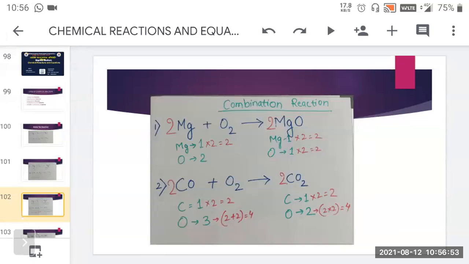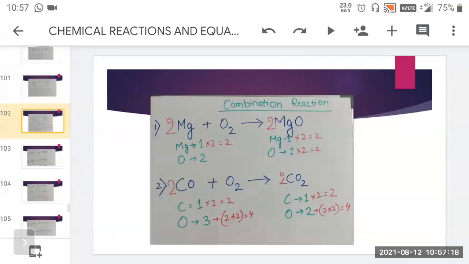Then oxygen has also become 2, so 2 plus 2, here 4 is coming. That means both in the reactant side and the product side, the numbers are similar now. In the reactant side, the number of carbon is 2 and in the product side, the number of carbon is 2. Whereas in the reactant side, the number of oxygen is 4 and in the product side, the number of oxygen is 4. So likewise, you have to balance the chemical reaction.